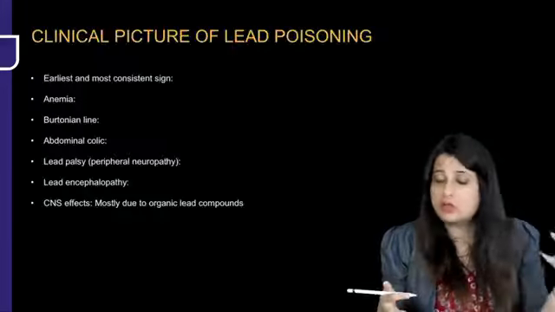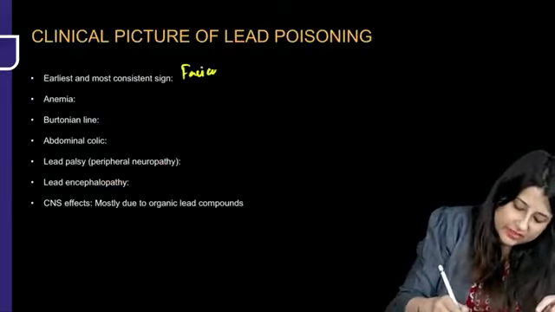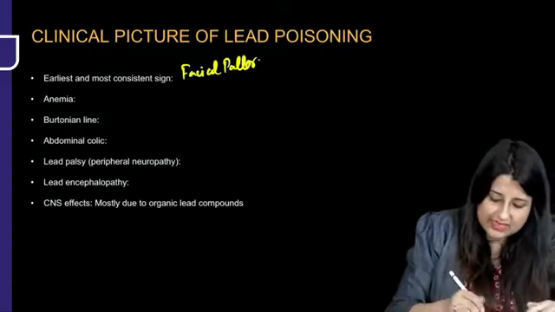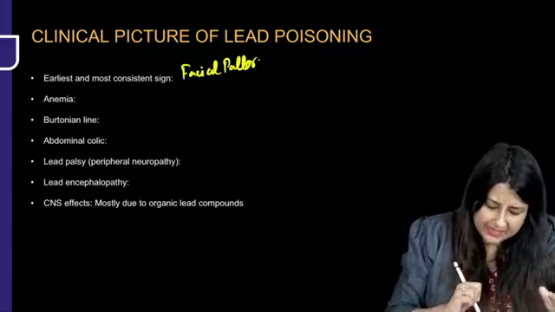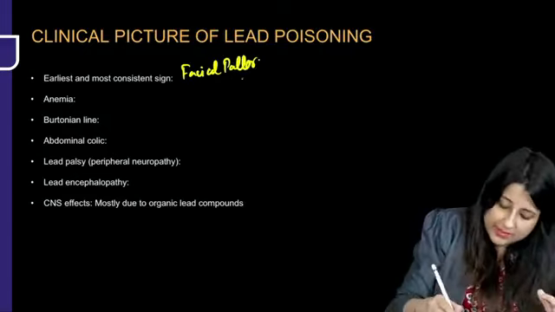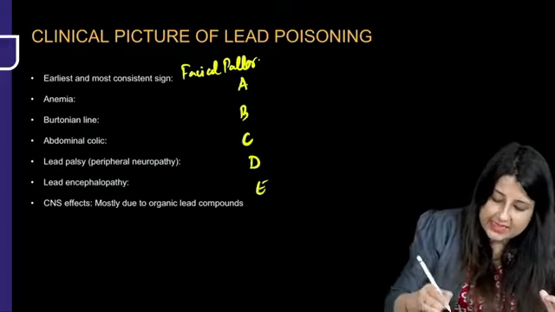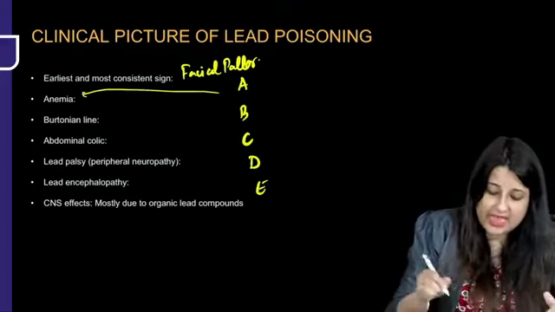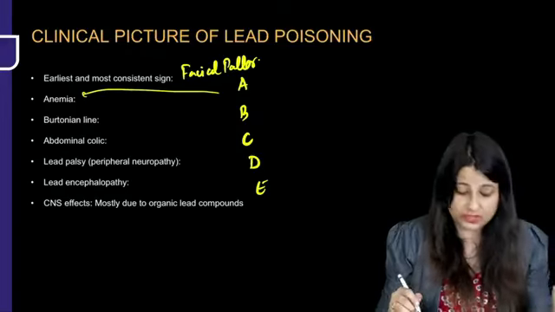Lead sulfide. Now, what is the clinical feature? See, the earliest and most consistent feature is facial pallor. Okay. Now here I would like to say: anemia, Burtonian line, abdominal colic, lead palsy, encephalopathy. So you can remember it by A, B, C, D, E. A is anemia. Alright, this is very important, and in this only you can read that the earliest and most consistent sign is facial pallor.